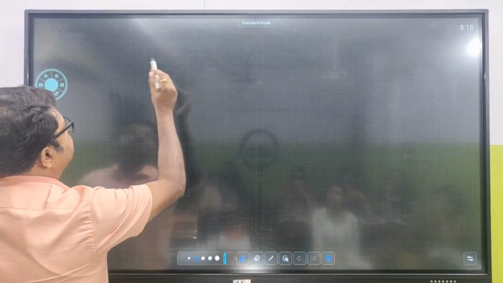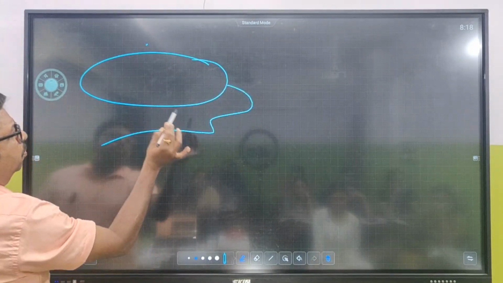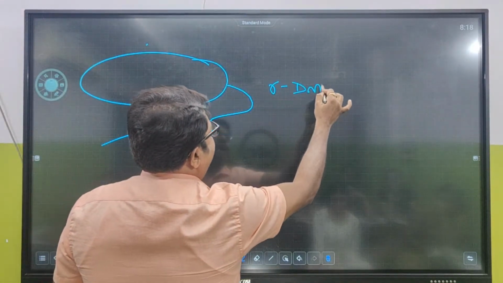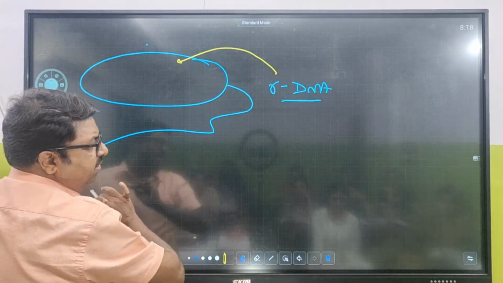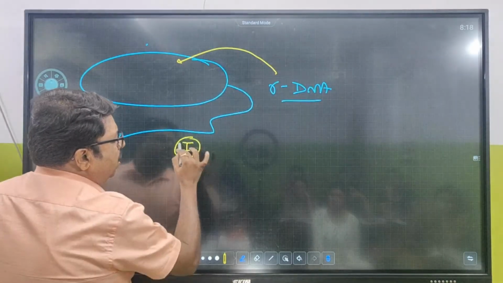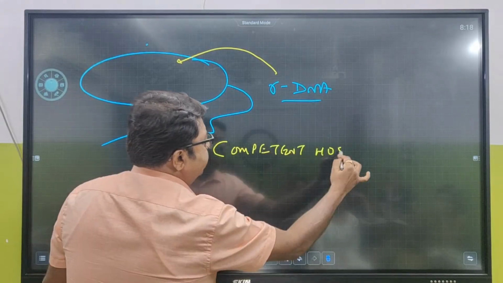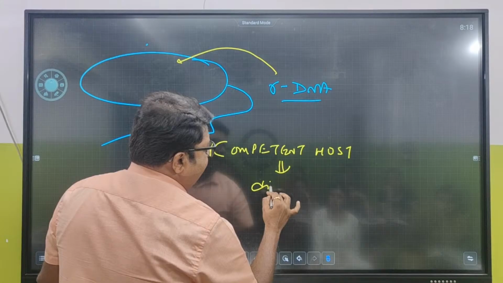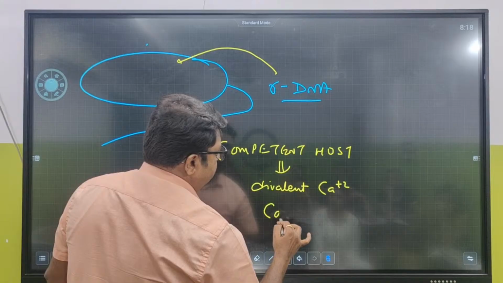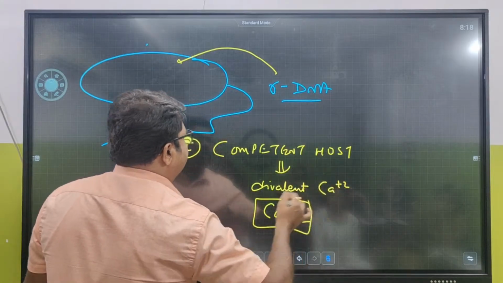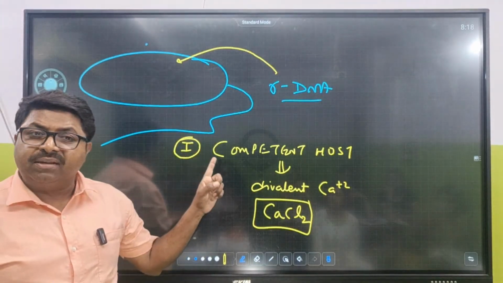Okay? Now, what we have got is rDNA. We need to put this rDNA back inside bacteria. And there are processes by which we can put them back. For that, we need to make the bacteria competent. We need to make the host competent by culturing it in divalent cation. That means we have to use calcium chloride solution, divalent Ca+2, where we are going to make the bacterial cell competent before introducing the rDNA inside it.